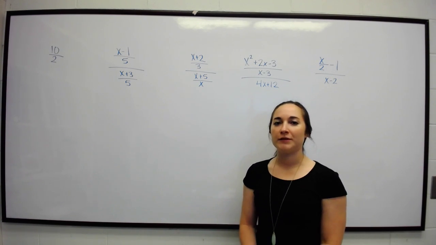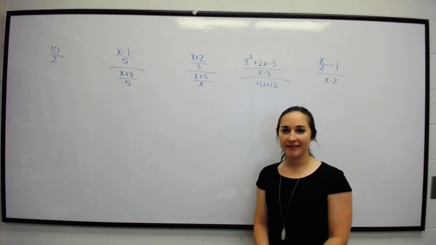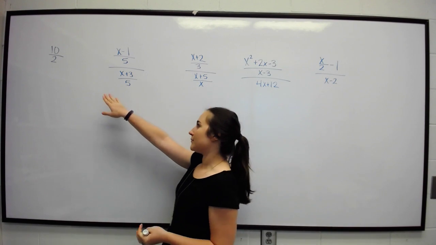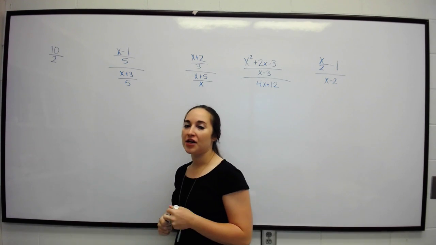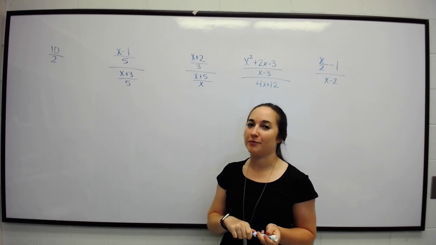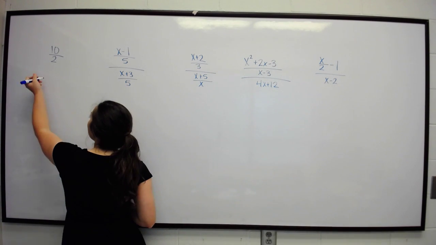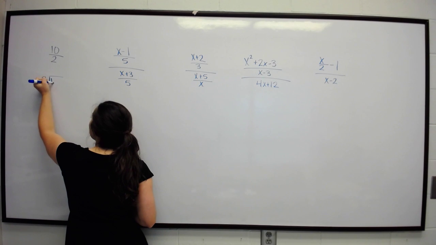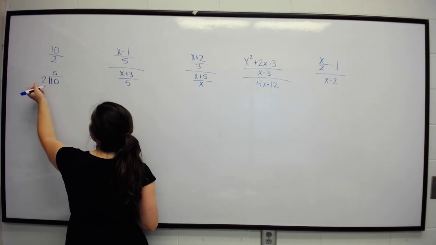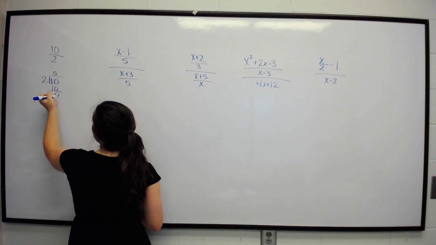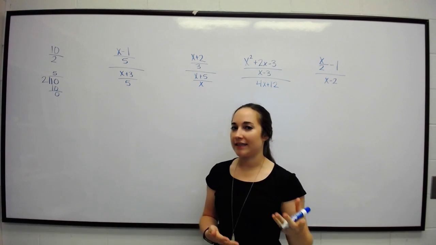In this video, we'll be focusing on complex fractions. So let's get started with a very simple fraction here. We have 10 over 2, which we know could also be written as 10 divided by 2. So let me just go back to elementary. We know that 5 times 2 is what gives us 10. So we know that the answer is 5.